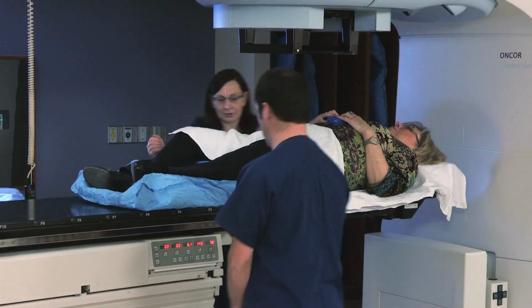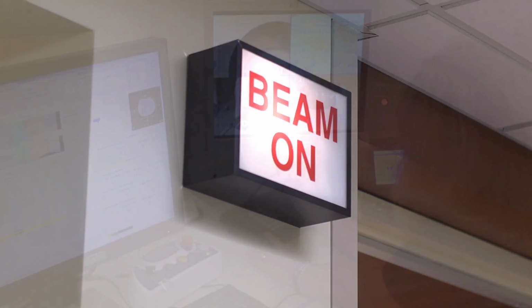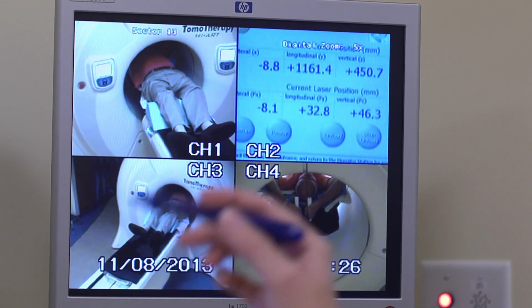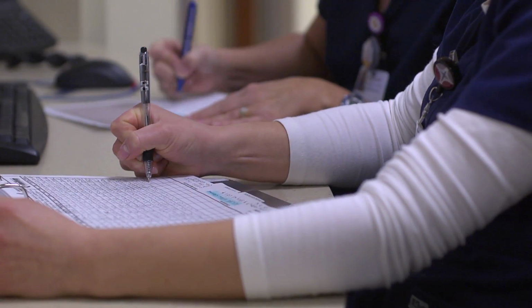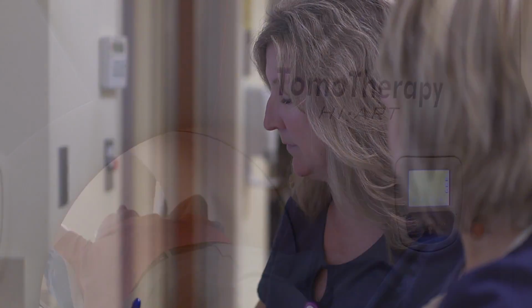The therapists do have to leave the room in order to acquire the images. We're monitoring our patients on cameras. We have 3 different cameras and we can see each different angle. We also have an intercom system in which we can hear the patients and we can also talk to the patients.